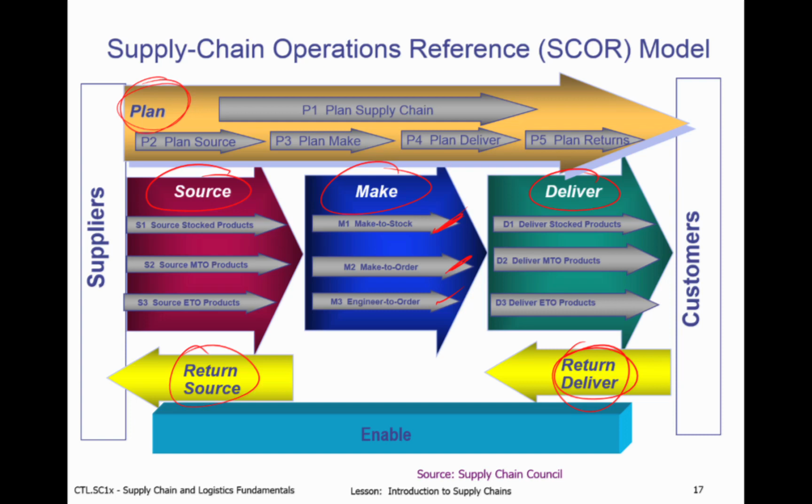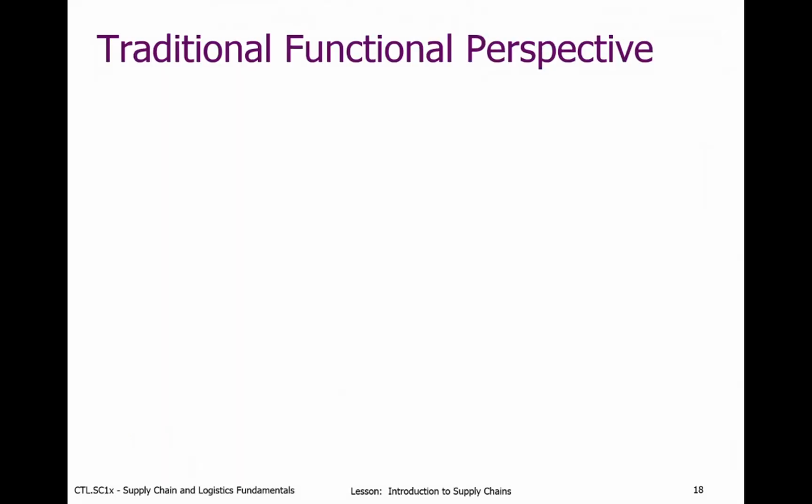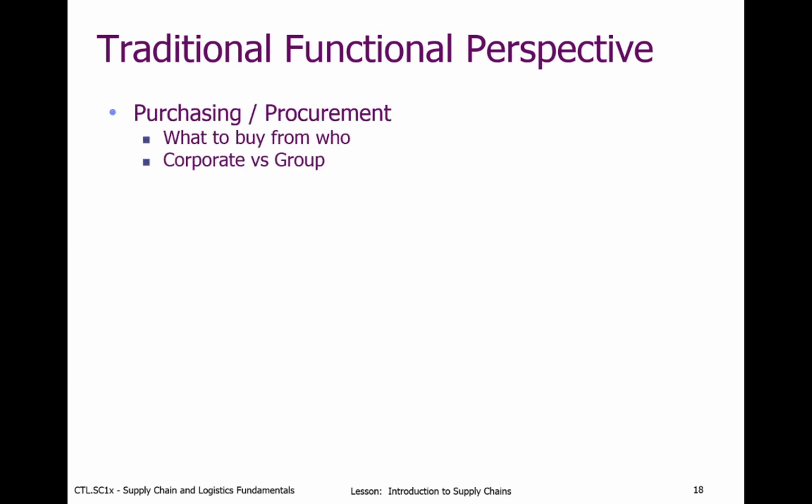So the SCORE model is very powerful, and I encourage you to go check out their material on their website, the Supply Chain Council. But unfortunately, in most companies, you have a very different perspective for supply chain in that it's mainly functional. Most companies, while they have supply chains, they're not always in an organizational function called supply chain. They might be interspersed. But generally, a supply chain consists of these individual functions.